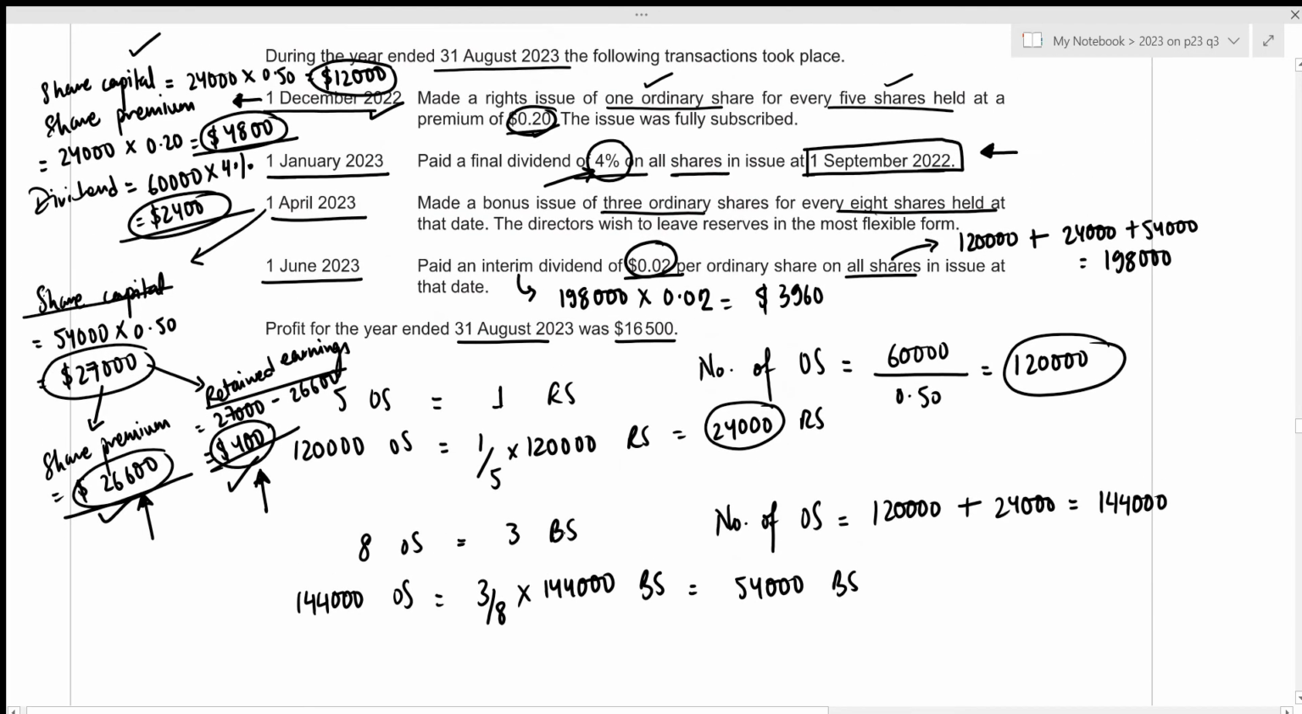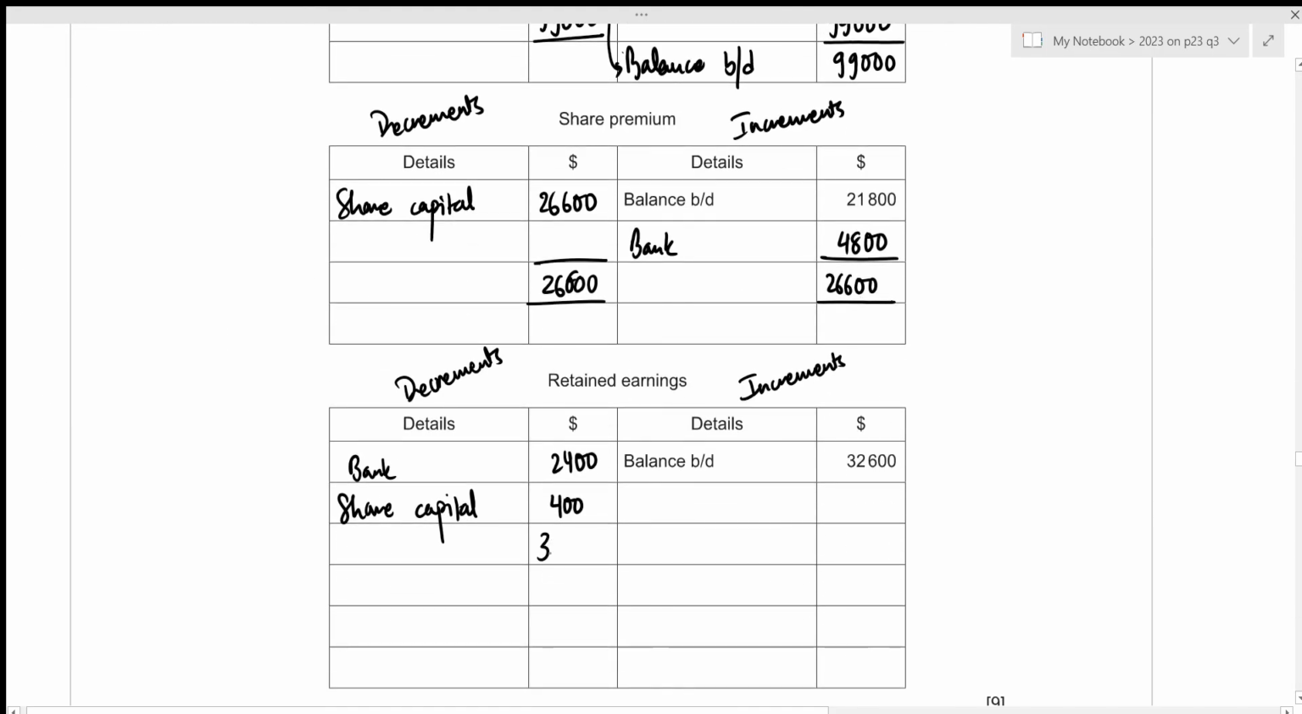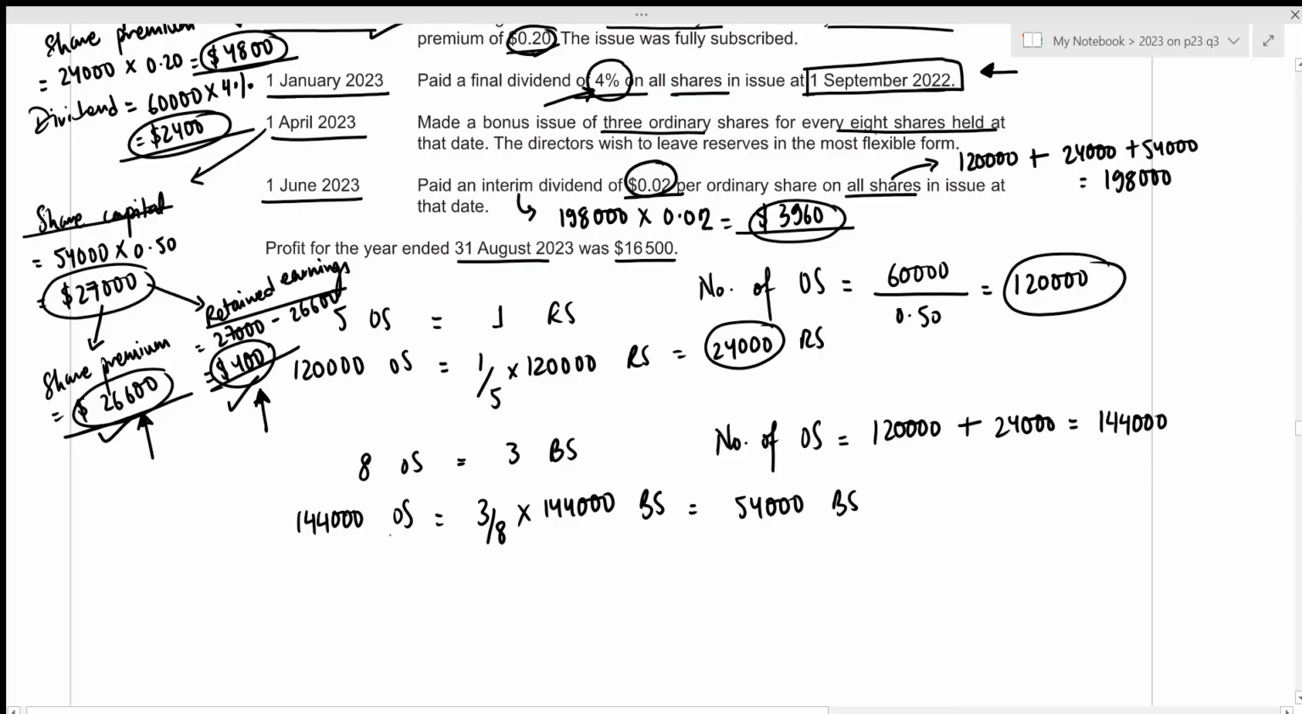Then we also have the interim dividend, which we paid out of the retained earnings. Again, this is a payment, which means that our retained earnings will now be reduced. So we need to include this amount on the debit side under the heading of bank. So 3,960 as bank.